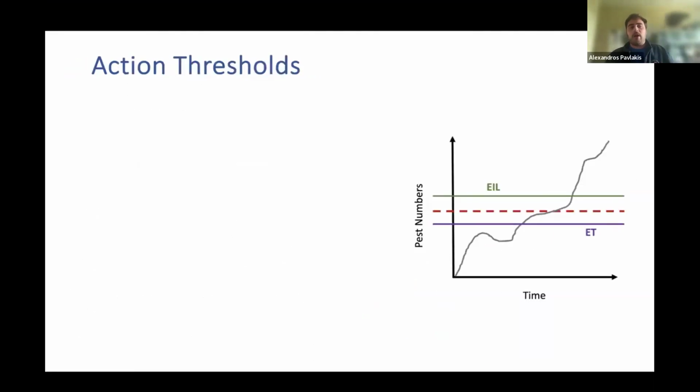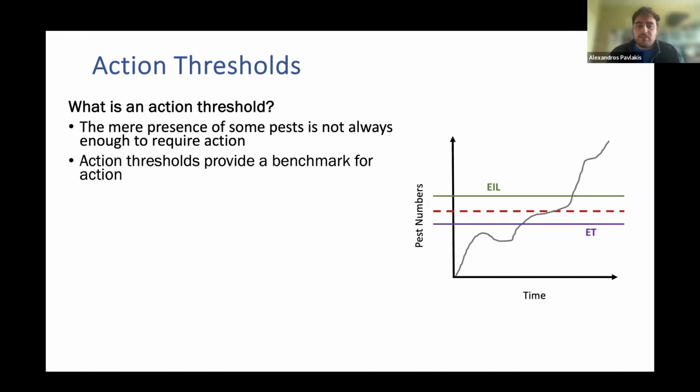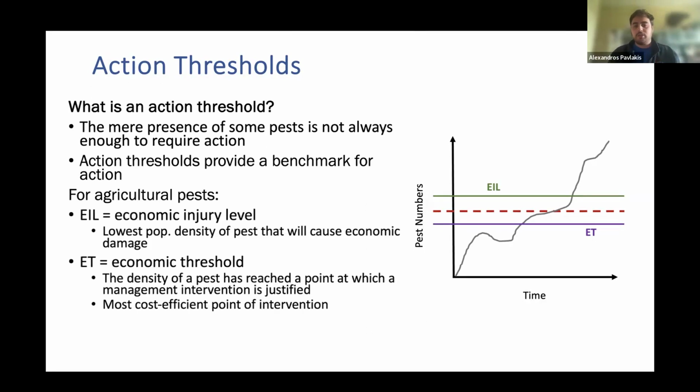So let's talk a little bit about action thresholds and what they are. Just because there is a sighting of a pest doesn't mean that it's always enough to require action. So action thresholds provide a benchmark for when we should take action. So for people that have agricultural pests, there are two markers that people use. So there's EIL and ET.